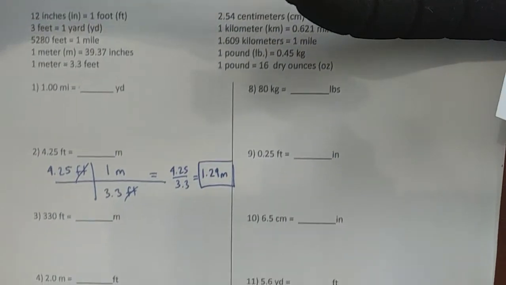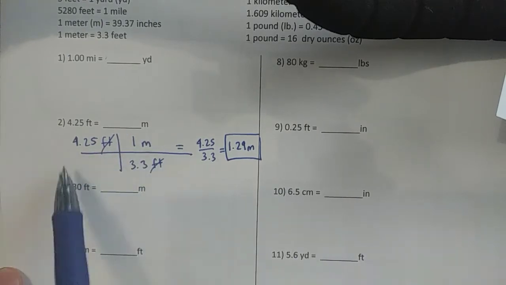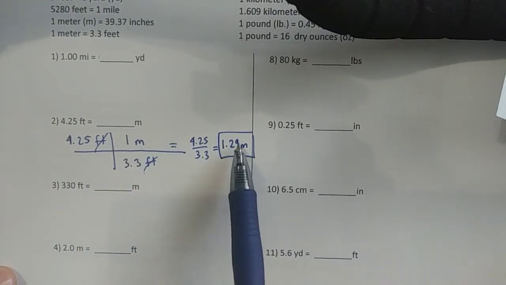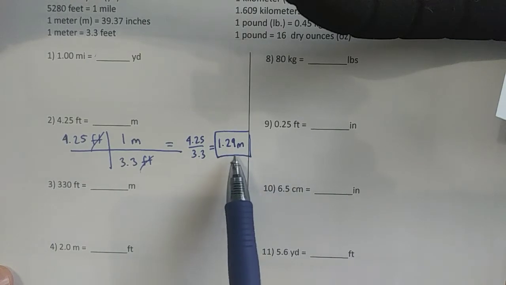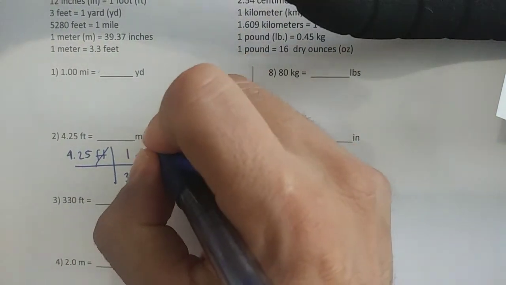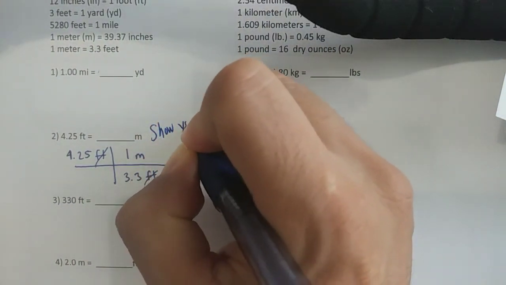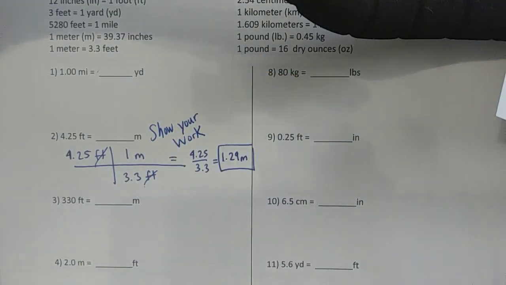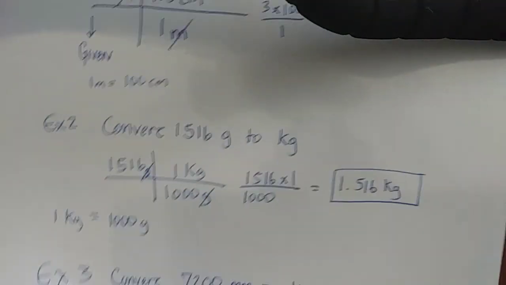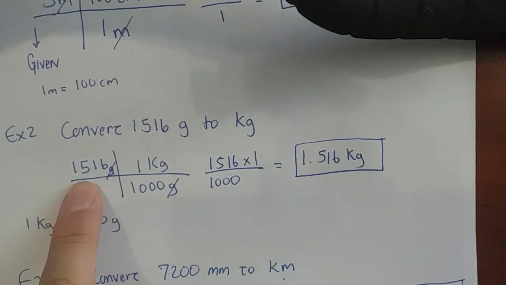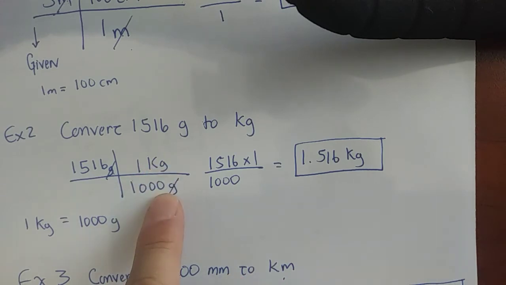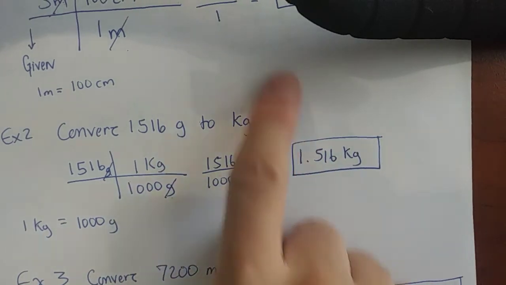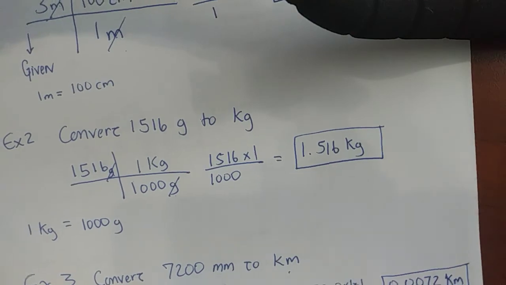So for all your work, I want to see the fence, I want to see your conversion factors, and I want to see an answer with a square around it. So I want you to show your work. Because you could just go to Google and check your answers, which is great. Check your answers, so make sure you get them right. But I want to see all your work. I want to see what's given. I want to see your fence. I want to see your conversion factors. And then I want to see your answer. I don't want just answers on these. All right, so show your work.